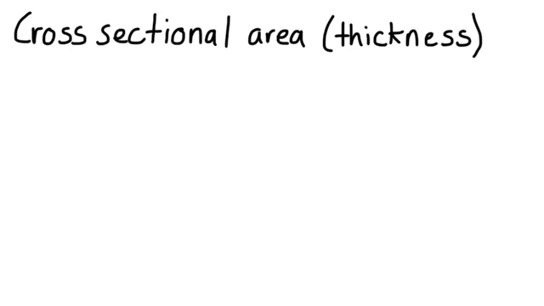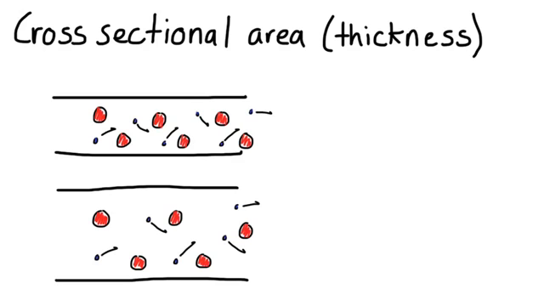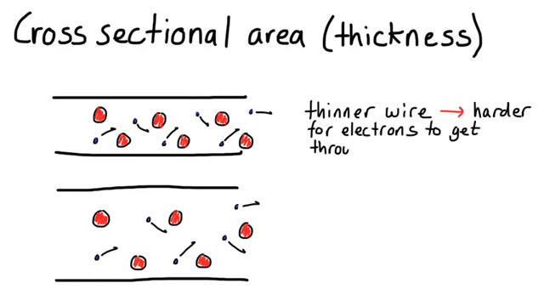And lastly, really, we'll want to look at something called cross-sectional area, and that is basically the thickness of the piece of wire. So let's take two pieces of wire. Same again, we stick our ions in there and we stick our electrons in there. And if you look at those two pieces of wire, the thinner piece of wire, well, there's less gaps for those electrons to get through. It's harder for them to get through because there's less space for them to move through. The thinner piece of wire doesn't allow as many of them to move through.